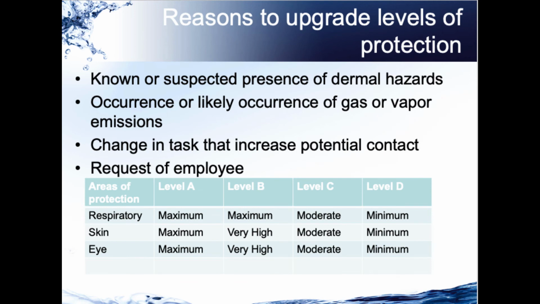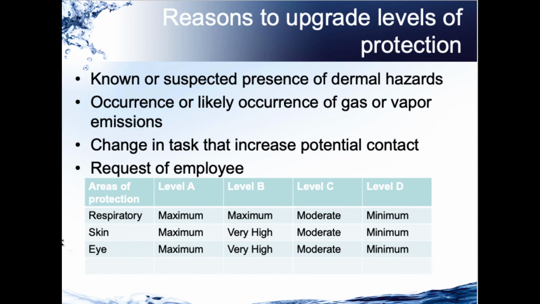So we try to downgrade as much as possible. We want to go from A to B, B to C, C to D, because it's just easier on our workers, and it means that we're reducing the risk as well. And so some ways we do that is we figure out what's in the environment, and we make sure that all dermal hazards have been addressed. And then we check the likeliness of the occurrence of that gas or vapor emissions and measure to be sure that it's below whatever standard, whatever occupational exposure limit we are following. We have to follow by law in the United States, of course, OSHA's permissible exposure limits.